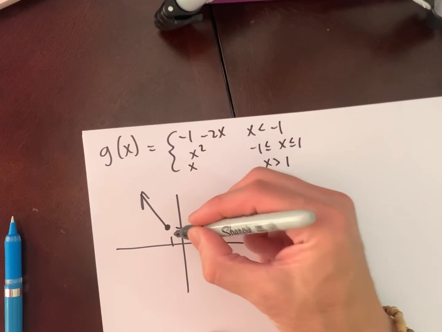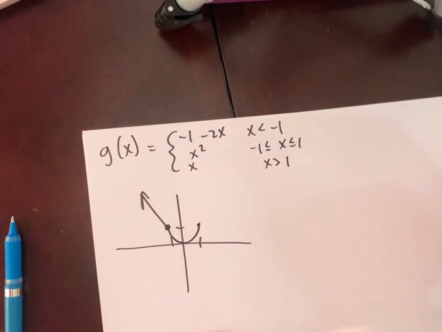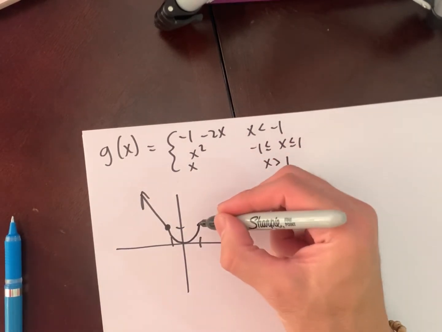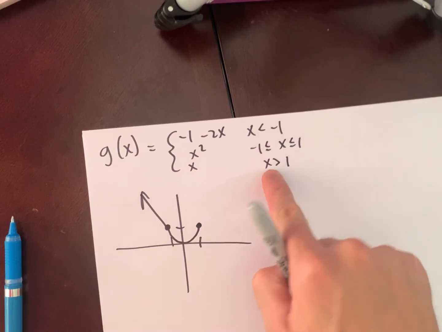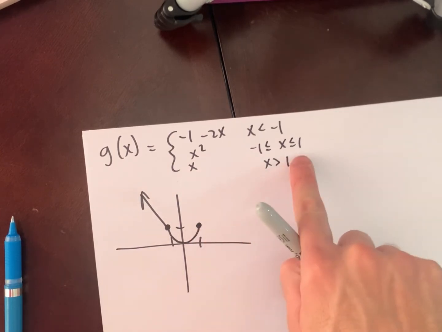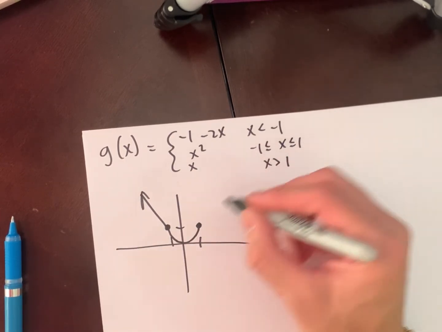It's going to be a parabola. The parent function looks something like this. And then from there, I look like x. So this would be open from here. That would be an open circle, but it's filled in by that part. So this graph looks something like this.